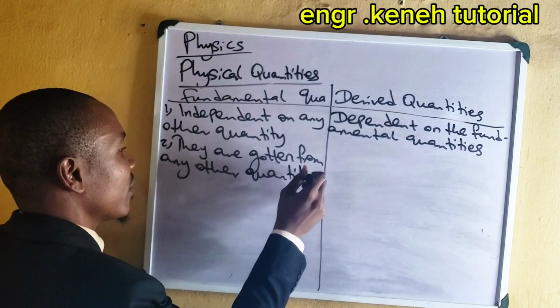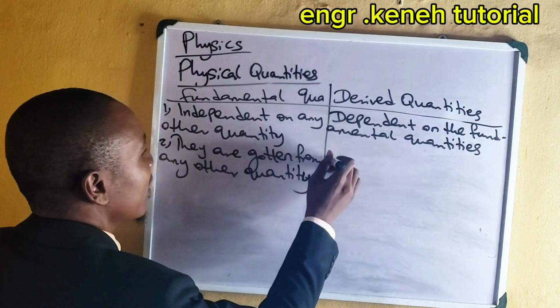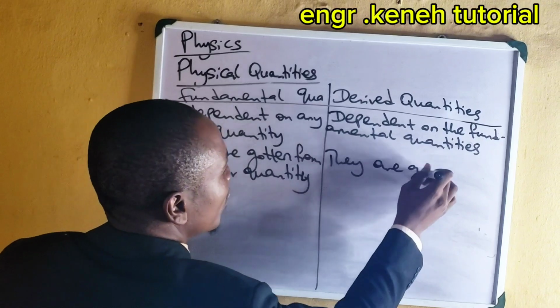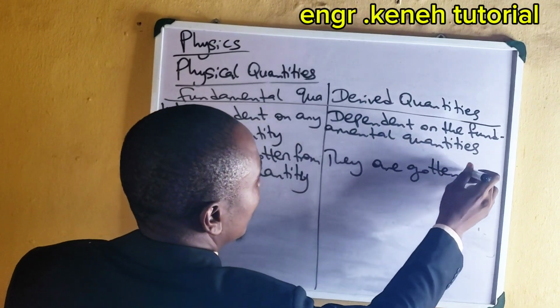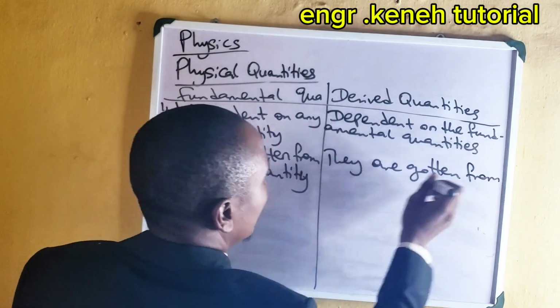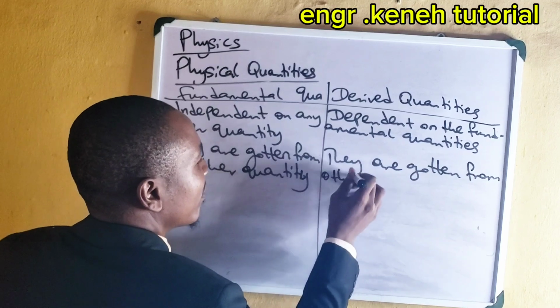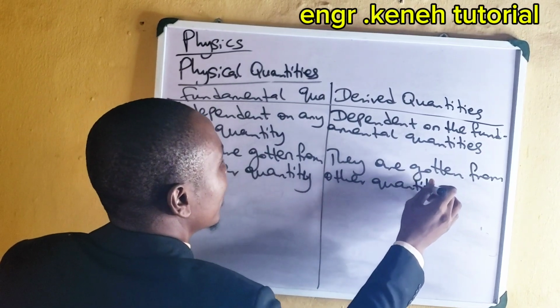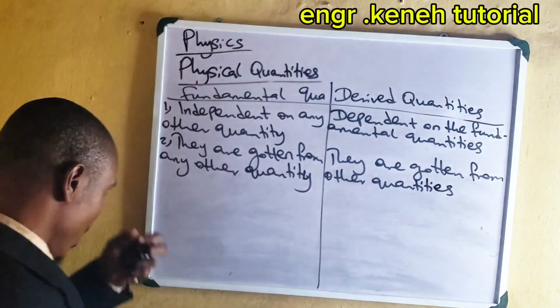Any other quantity. Here, for derived quantities, they are gotten from other quantities. Can you see that? They are gotten from other quantities.